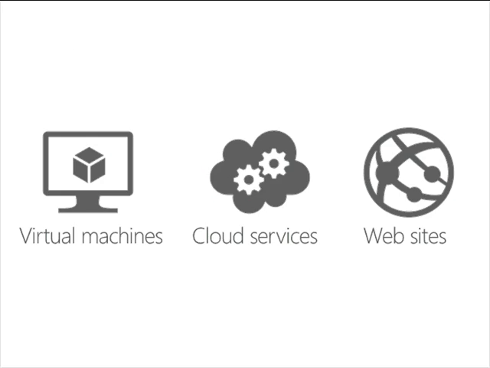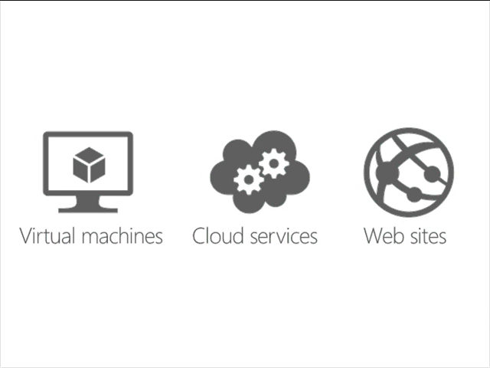And so on Windows Azure, we have three particular characters. There are the virtual machines, we have cloud services, these high-level services, and then just websites. So standard websites like WordPress, but also CMSs like Drupal, for instance.